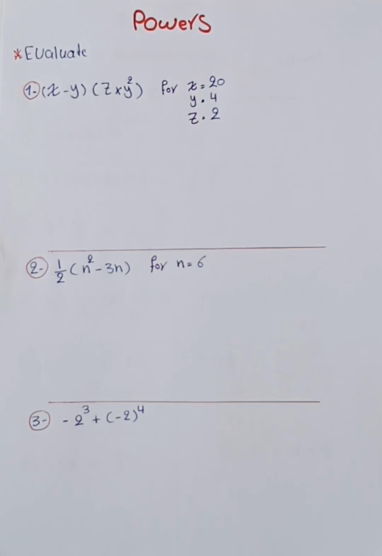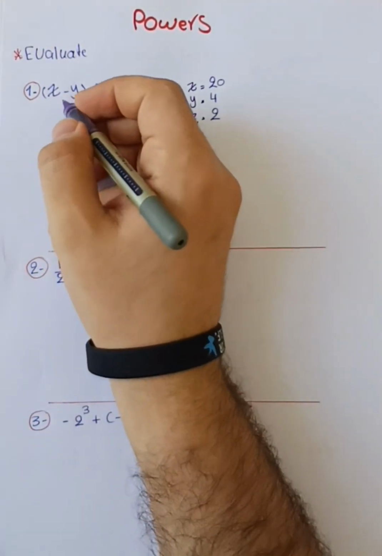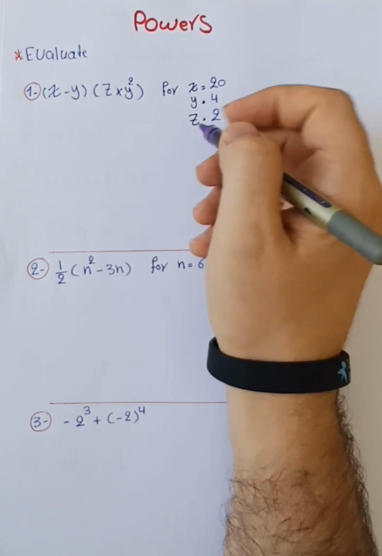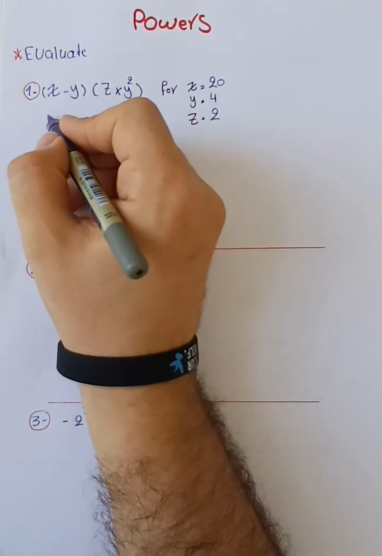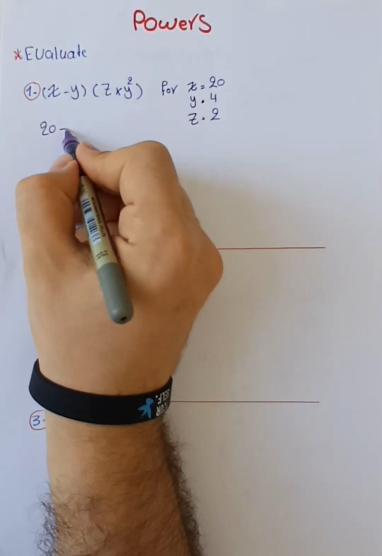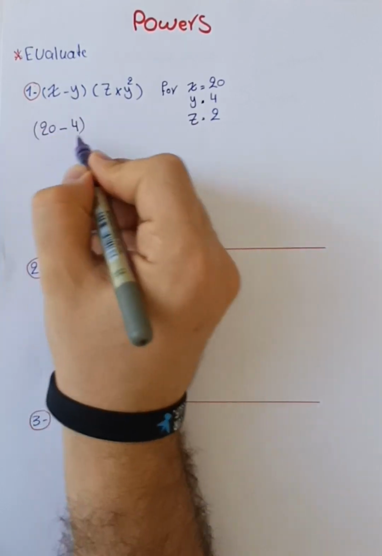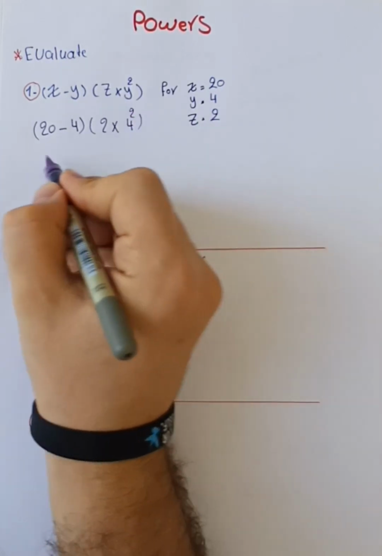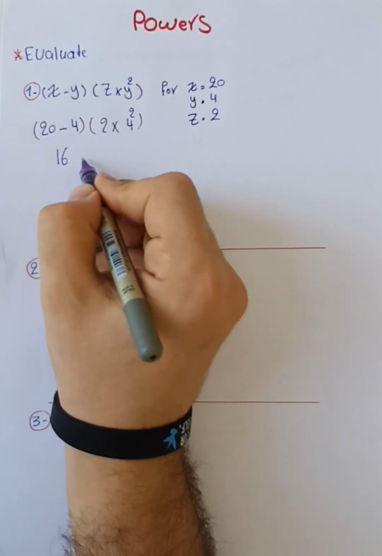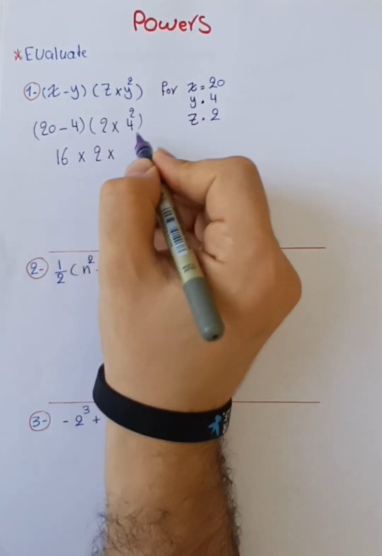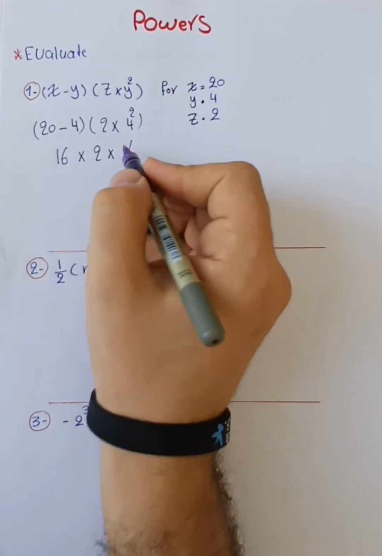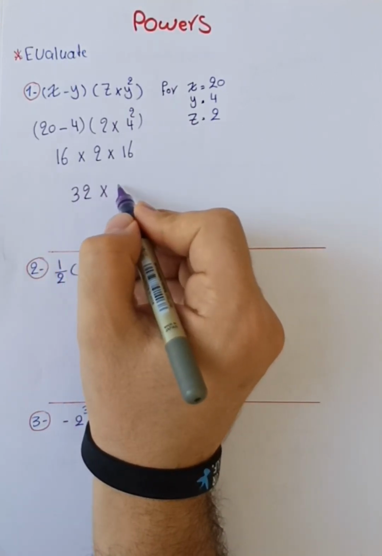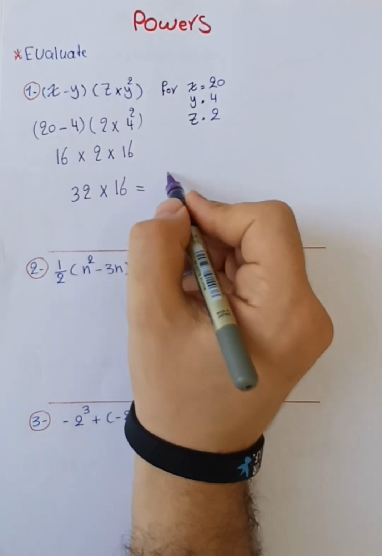After that, you have to evaluate this order of operation. Example number 1: x minus y, z plus y squared, for x is equal to 20, y is 4, and z is 2. We have to write 20 instead of x, so you have 20 minus y is 4, z is 2 multiplied by y is 4 squared. 20 minus 4 is 16, multiplied by 2 times 4 times 4 is 16. After that, 16 times 2 is 32 multiplied by 16. 32 times 16 is equal to 512.